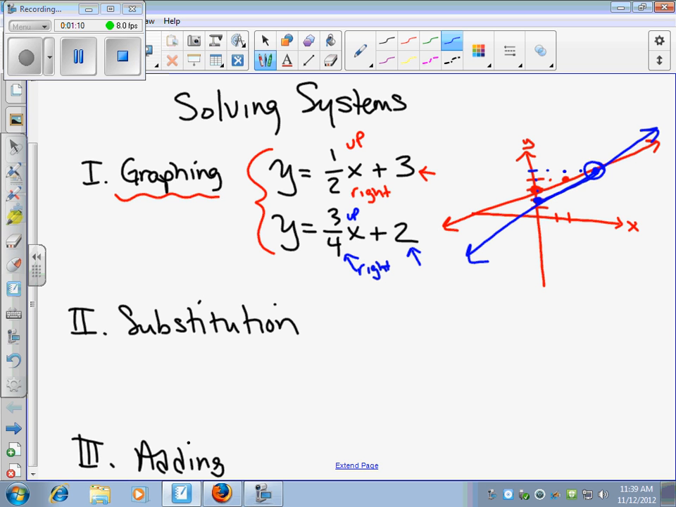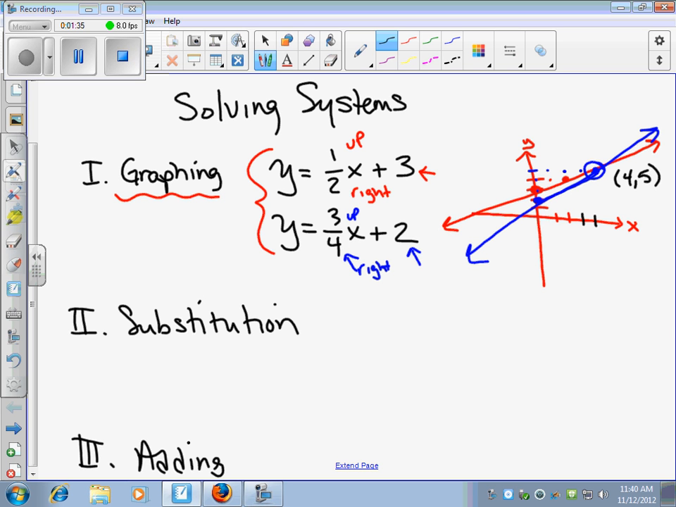So I could just try to eyeball it and see what point that is. Looks like 5, 4 maybe. I'm sorry, 4, 5. 4, 5 maybe. So one way to do that is by graphing and looking at where they cross.